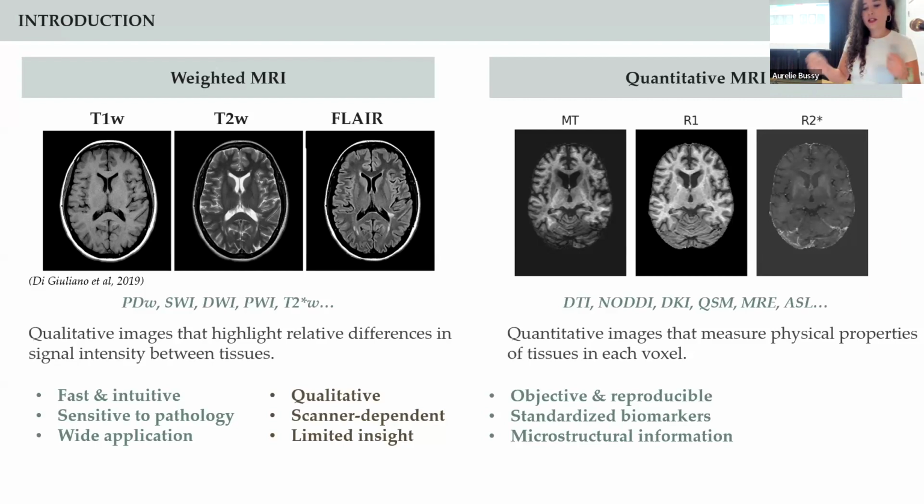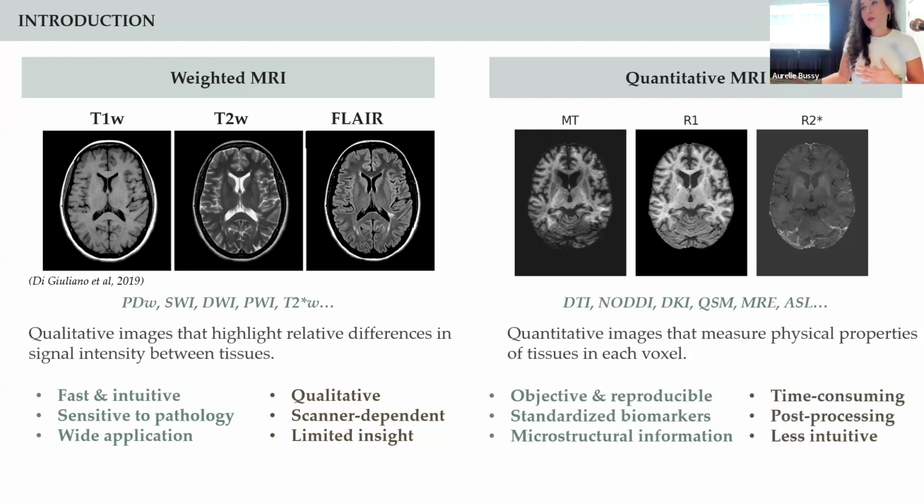So each of these metrics will be sensitive to something different. I'm not going to explain all of these methods, there are so many of them. But for example, R1 will be mostly sensitive to myelin, R2 star will be mostly sensitive to iron, etc. I will go through another couple of examples later on.